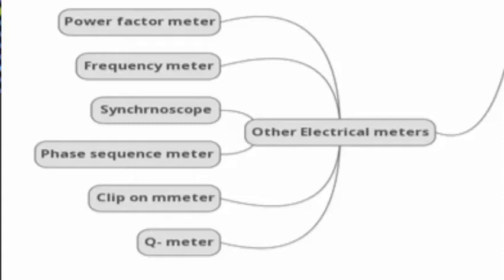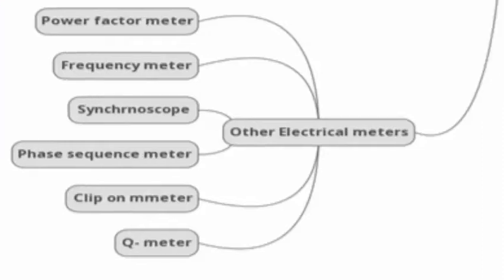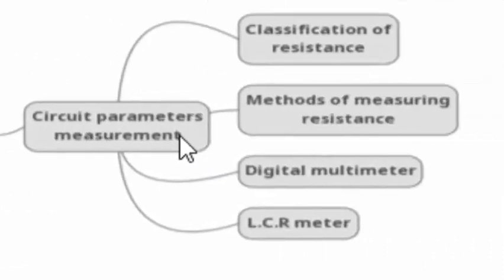In unit 6 you will learn what the different circuit parameters are and how you measure them. If you take a circuit, it will have a voltmeter, ammeter, resistance. So how do you measure these? Under the 6th unit you have classification of resistors and how to measure resistance. What is a digital multimeter? What is an LCR meter? All these subdivisions will come under unit 6.